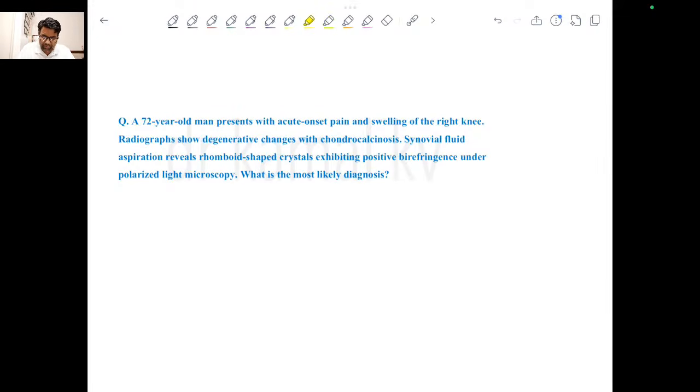Now, elderly male presented with acute onset pain and swelling of the right knee. Then there are degenerative changes with chondrocalcinosis, and then synovial fluid aspiration shows rhomboid shaped crystals with positive birefringence under polarized light microscopy. What is the diagnosis here? So again, we can write the keywords first. Then the patient is an elderly patient. There is involvement of the knee joint. Okay. There is mention of chondrocalcinosis.